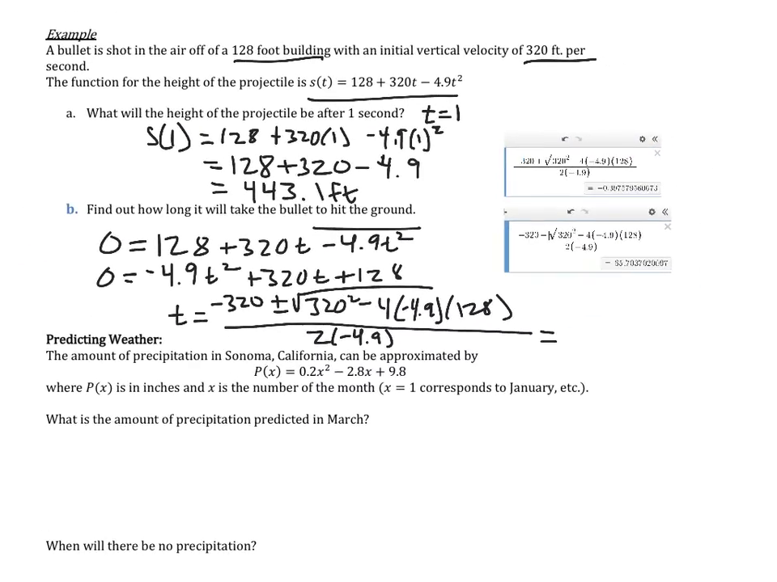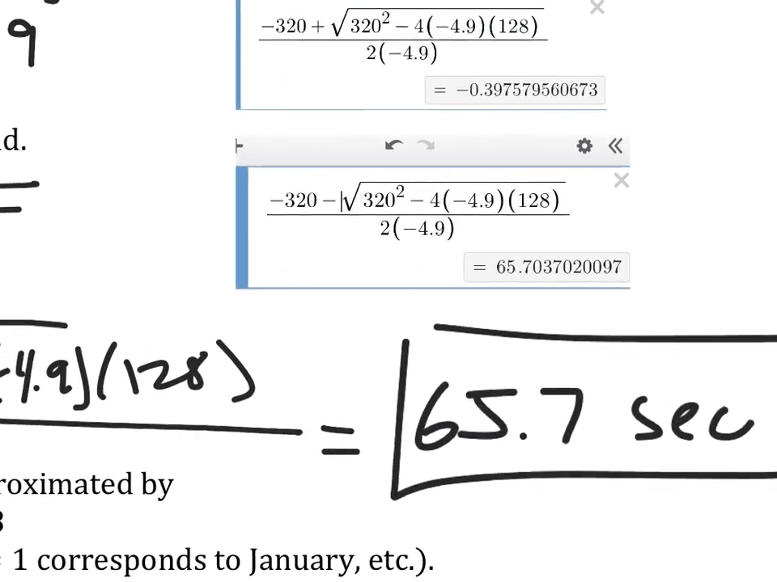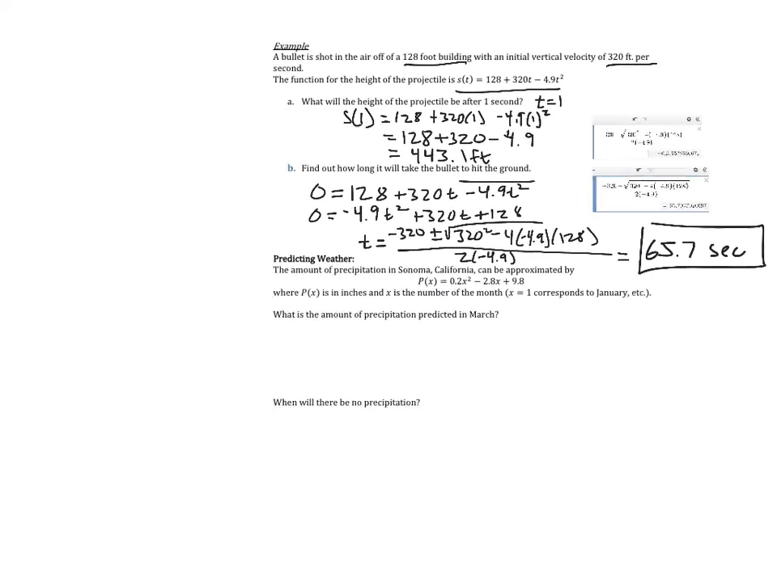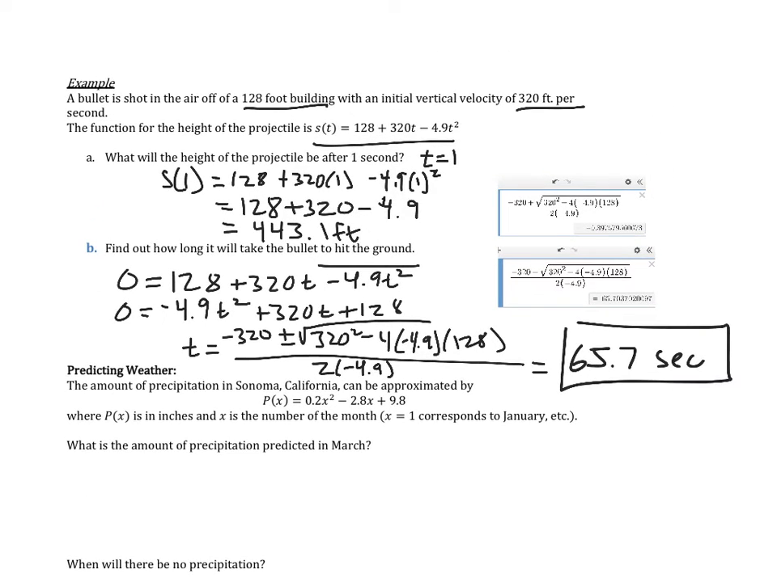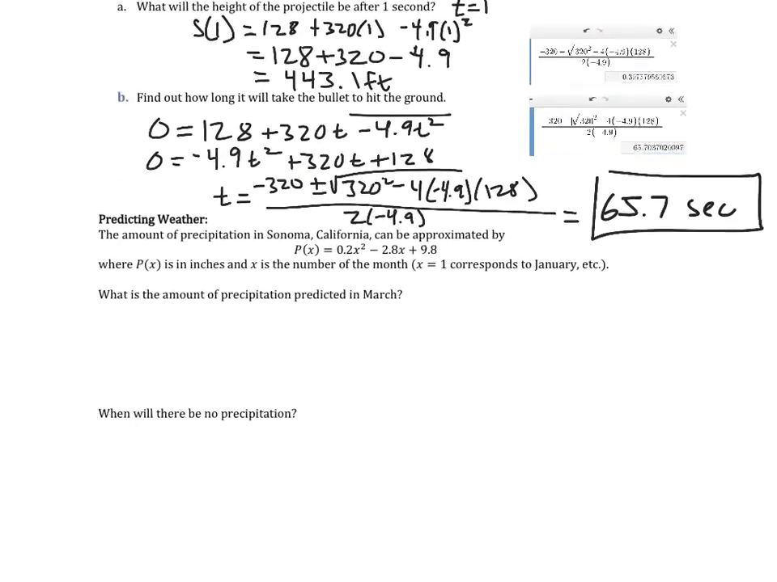All right, again, what are we looking for? We're finding the time, how long it will take the bullet to hit the ground, so the negative doesn't make sense. The time is about 65.7 seconds, and so that would be the minus version, actually. That has to do with the fact that there's negatives in there. So when it hits the ground, that means the height is 0. We can solve it from there and let the quadratic formula do the work.